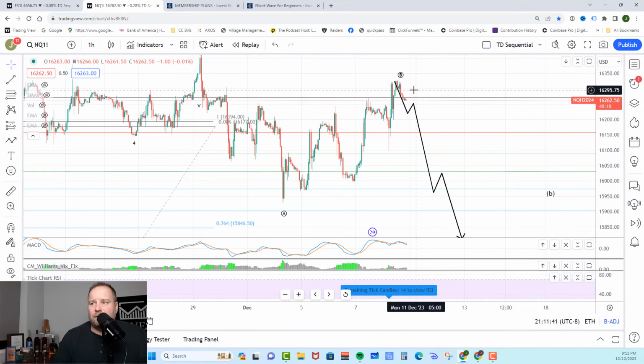Over on the NASDAQ, they did hold under the 15,300 area. As long as they stay below that, pressure does remain down, and we would look for a fairly strong move to the downside. However, if they push back over that 15,300 area and Friday's high, essentially we would be looking to the 16,300 area. We'd be looking to the 16,500 to 16,600 area after that.